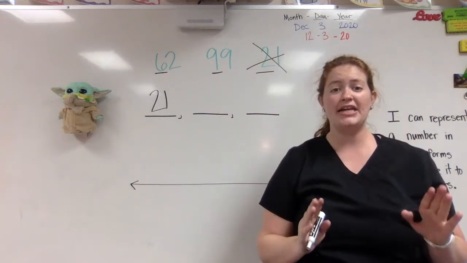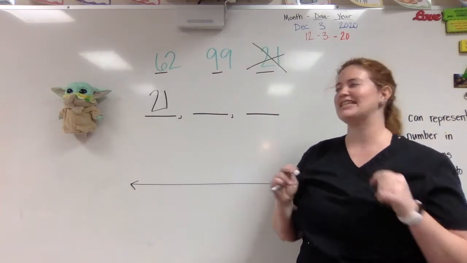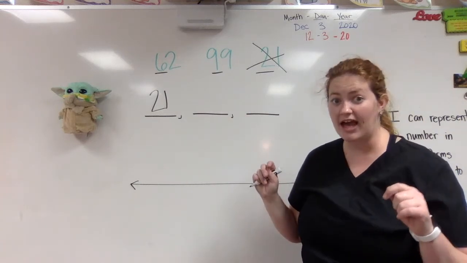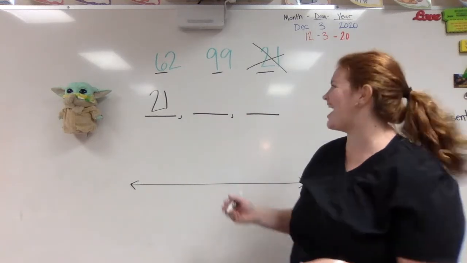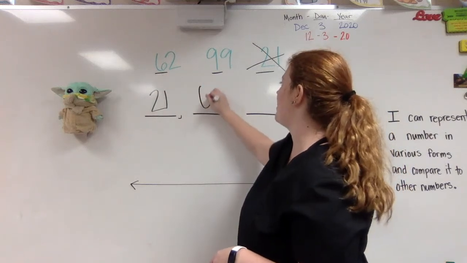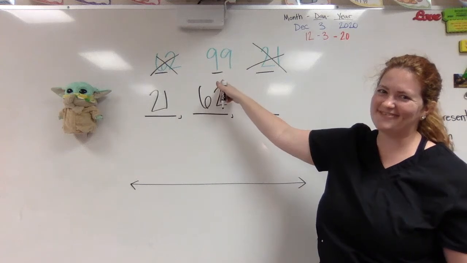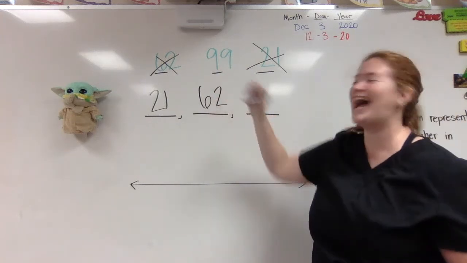Okay, now I need to find what's the next least. 6 tens or 9 tens? Yeah, 6 tens. So this number is going to come next. And that means what's my greatest number? 99. Yeah, with the 9 tens.